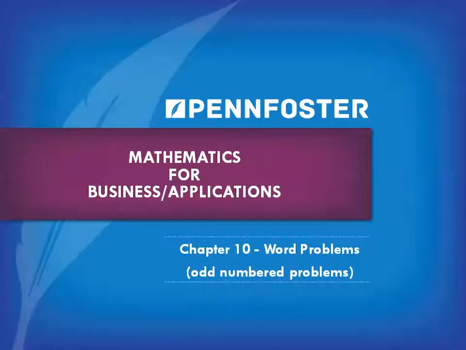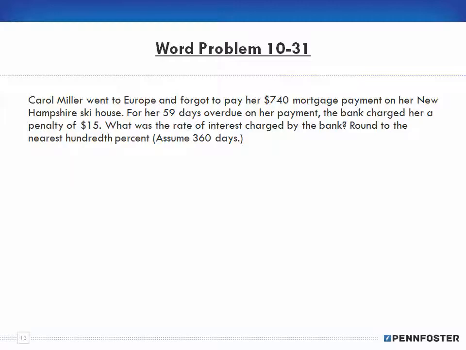All right, welcome back, students who are taking Math for Business and Finance and Math Applications. We're coming down to the home stretch here for our Chapter 10 word problems, the odd numbered problems. We're down to problem 10-31. So we have 31, 33, and 35 left.